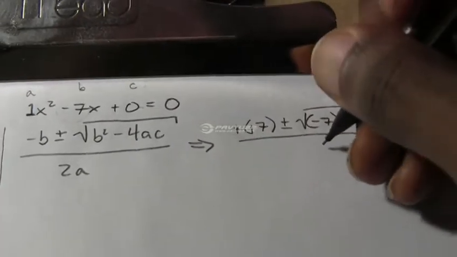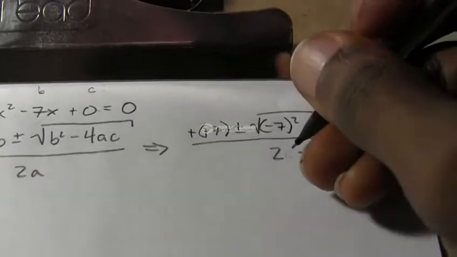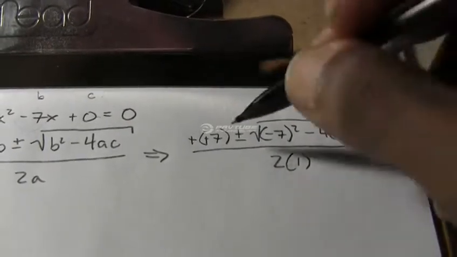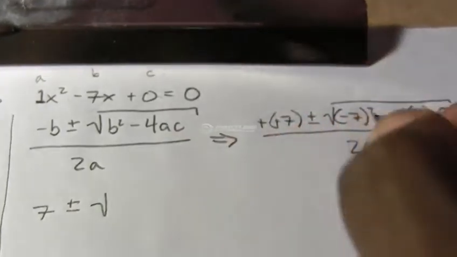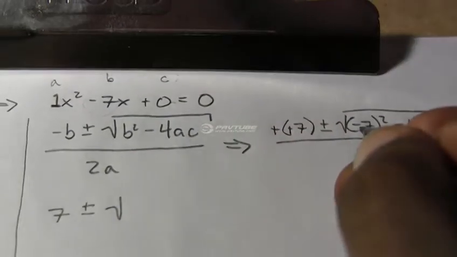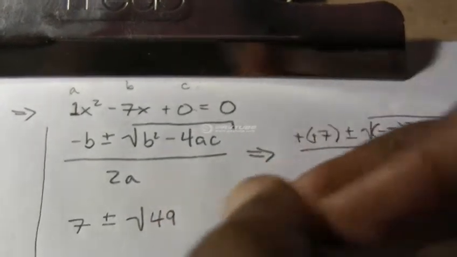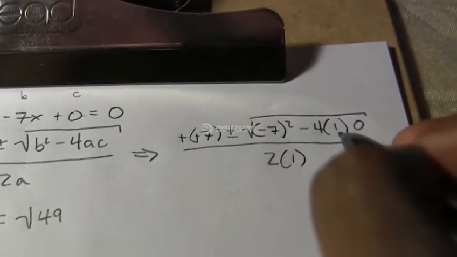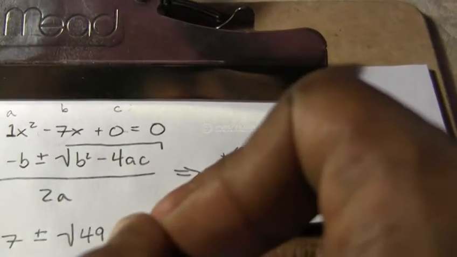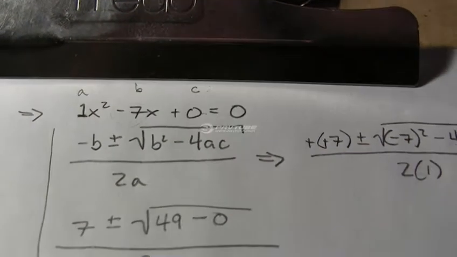All over 2a. Oh, sorry. All over 2 times 1. Right? So we'll come down here. We've got 7 plus or minus the square root of, I guess we'll do it out, but negative 7 squared is 49. Right? And then this is a minus 0. Right? Because 4 times 1 is 4 times 0 is 0. So minus 0. And then it's all over 2. Right?